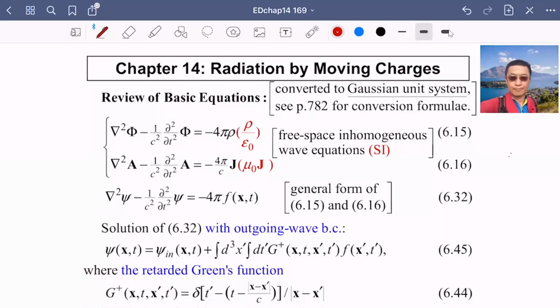Good morning and welcome back. We are very happy to move on to the last chapter of electrodynamics, Chapter 14, radiation by moving charges. It will be divided into two types of motion. One is constant motion. I will show you a linear Chart potential which can solve a constant motion.